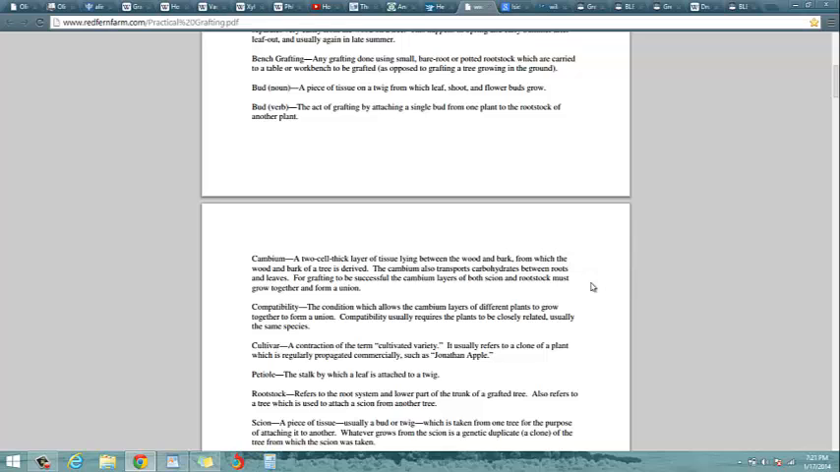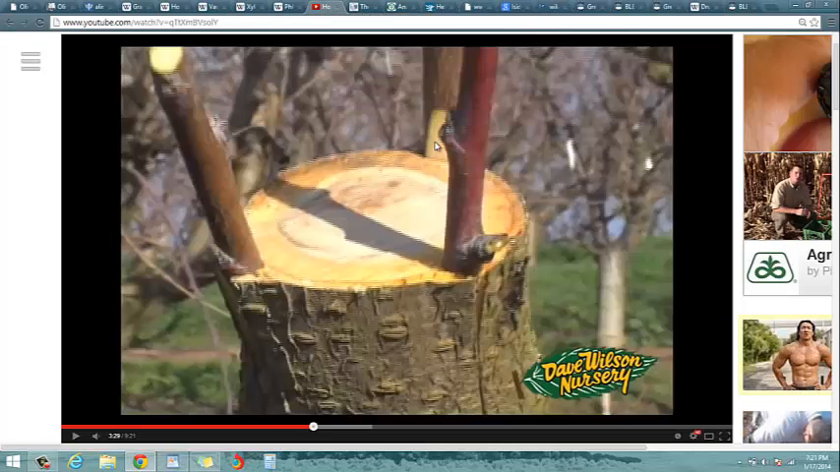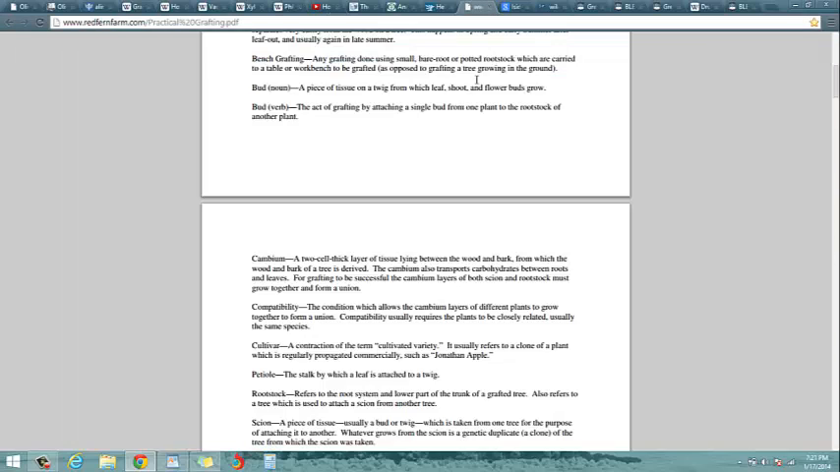There's a web page here. Cambium, a two-cell thick layer of tissue lying between the wood and bark. See? From which the wood and bark of the tree is derived. The cambium also transports carbohydrates between roots and leaves. For grafting to be successful, the cambium layers of both scion and rootstock must grow together and form a union. That's why he put the cambium layer from this here and the cambium layer here. He just cut this. You can tell this little cut below the bark. He didn't cut too deep, and he put it right here just below the bark as well. Why? Because right here it said what? The cambium layers of both scion and rootstock must grow together to form a union.